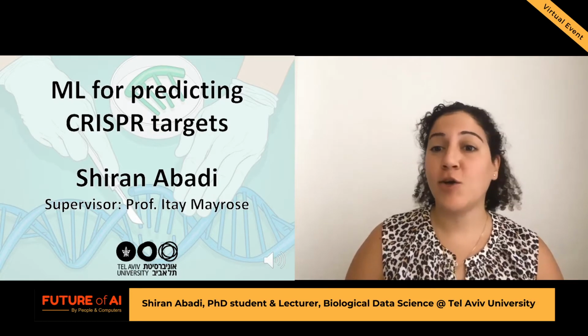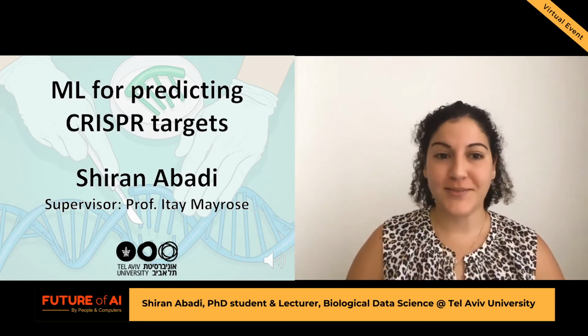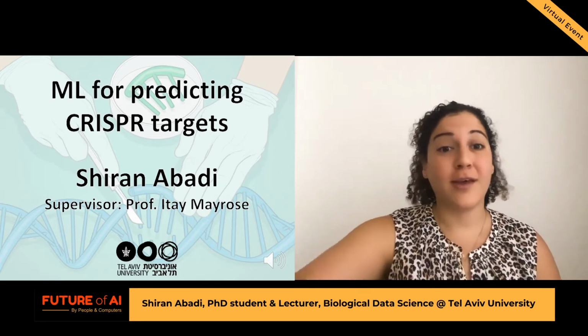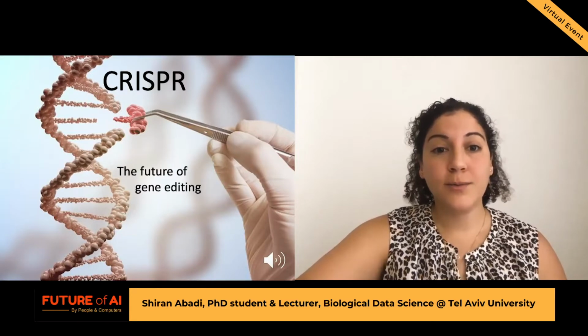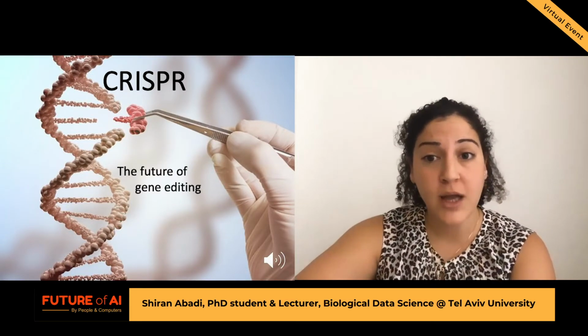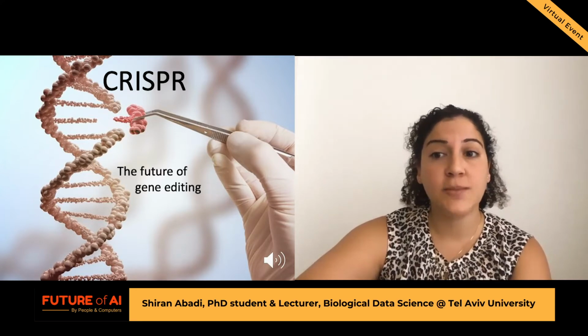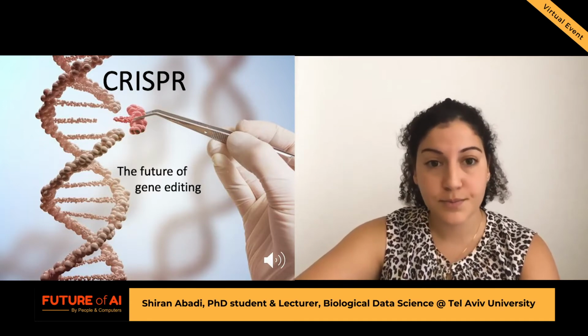I'm a bioinformatician, and in this talk I'll tell you how we can use machine learning to modify our genomes. I'm going to talk about the CRISPR system. So what is CRISPR? CRISPR was found in bacteria several years ago and was adapted as a genome editing technique for more complex cells like human cells.